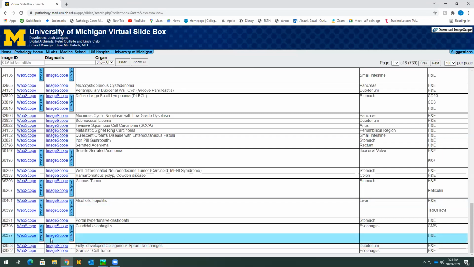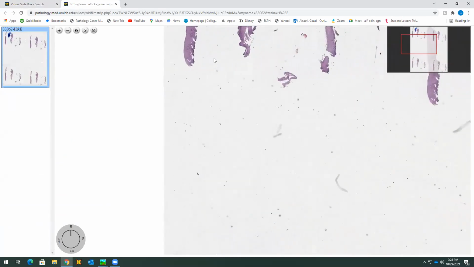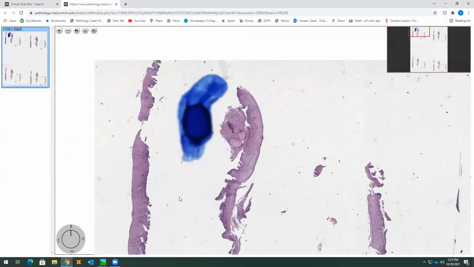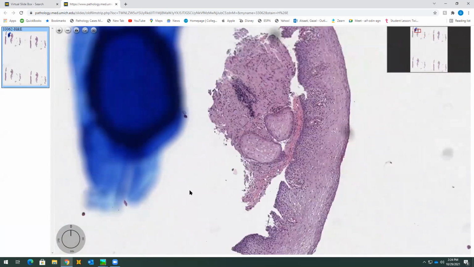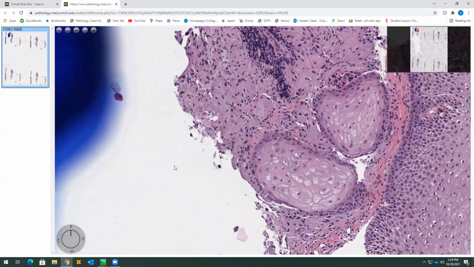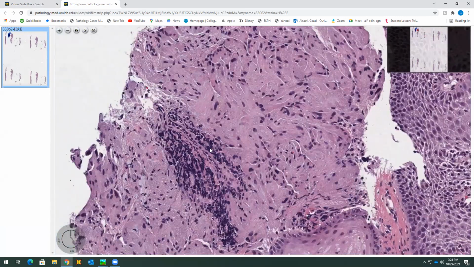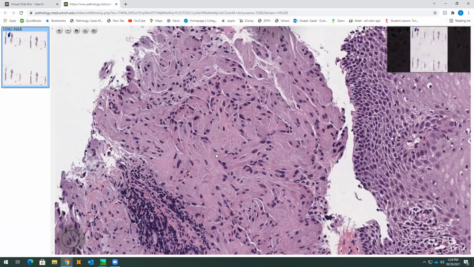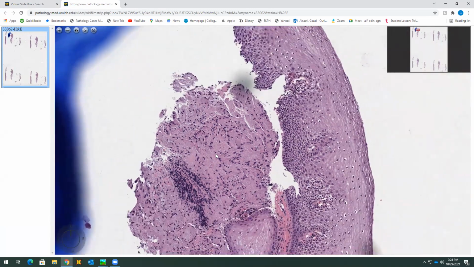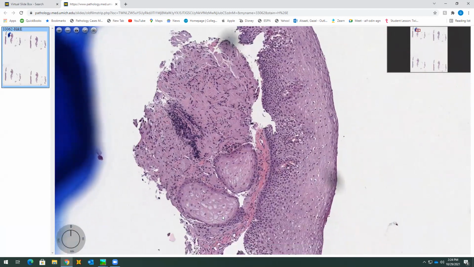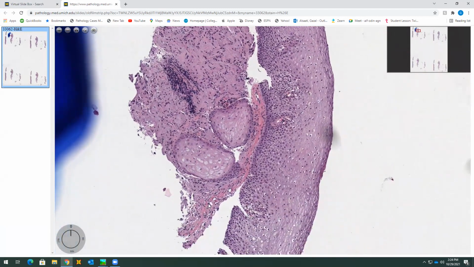Okay, last case, granular cell tumor. We looked at it, and this is, let's see, I didn't see that again. It's in our esophagus. Oh, very cute, very subtle. You almost think that it's a muscle, so be careful. So this is another nice case of granular cell tumor.